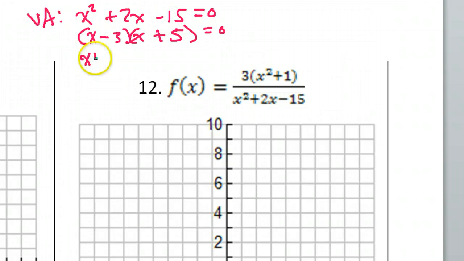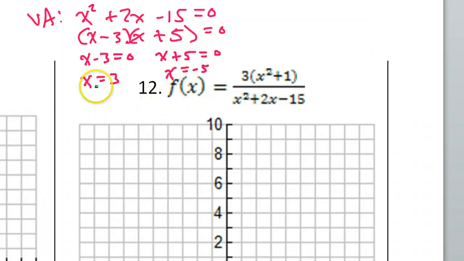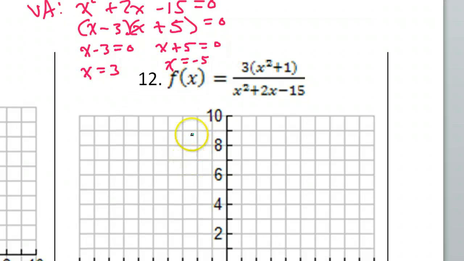Okay, so if I set these equal to 0, then I get x minus 3 equals 0 and x plus 5 equals 0. Adding 3 gives me x equals 3. Subtracting 5 gives me x equals negative 5. So these are my vertical asymptotes: x equals 3 and x equals negative 5.